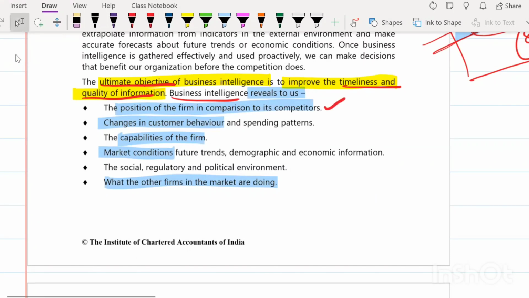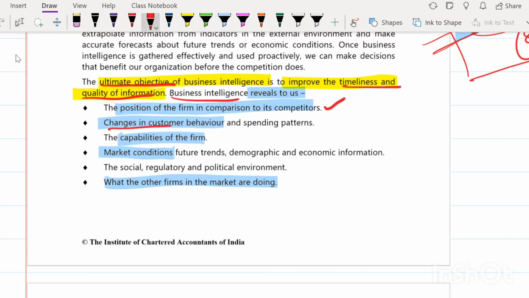So what does business intelligence reveal to us is the position of the firm in comparison to its competitors. Until now, we were seeing it from an end user perspective. Now let's start seeing it from a company's perspective. From a business perspective, with the business intelligence that you have, you will be able to see what position you have in the market in comparison to other competitors. You'll be able to see how better Amazon Prime is recommending and how better Netflix is recommending.